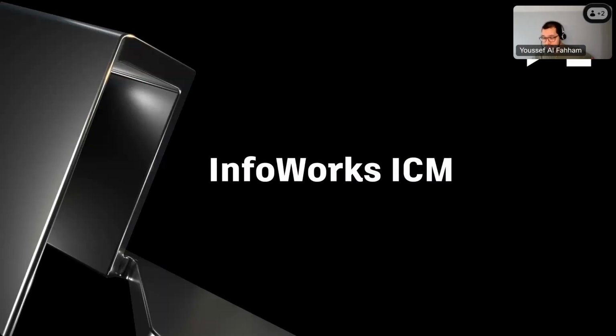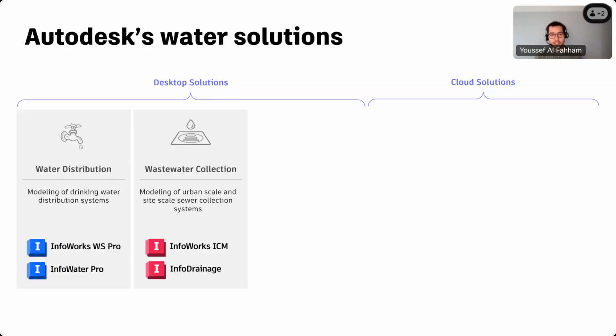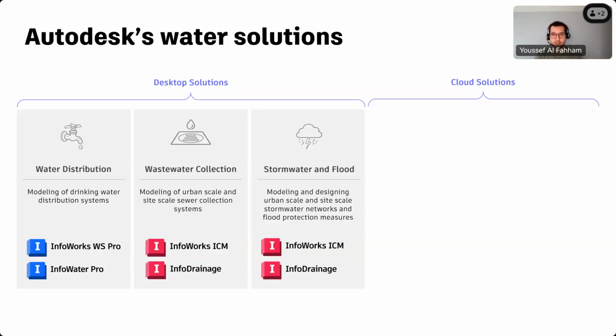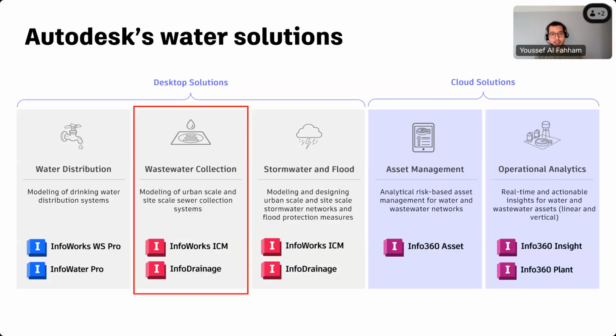So InfoWorks ICM, it's fitting to discuss ICM in the context of the Autodesk Water portfolio. Primarily, we're split into desktop solutions and cloud solutions. In desktop, we have water distribution, wastewater collection, stormwater and flood, and in cloud, we have asset management and operational analytics. For today, we're going to be talking about wastewater collection, and more specifically, urban scale wastewater collection, using our solution InfoWorks ICM.